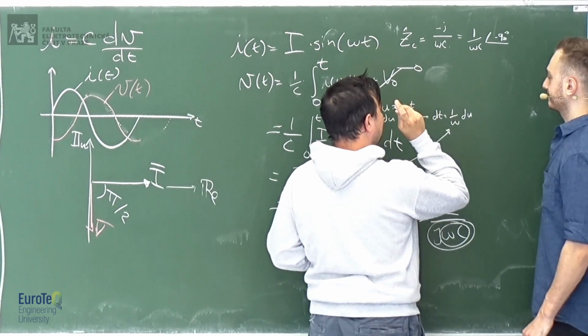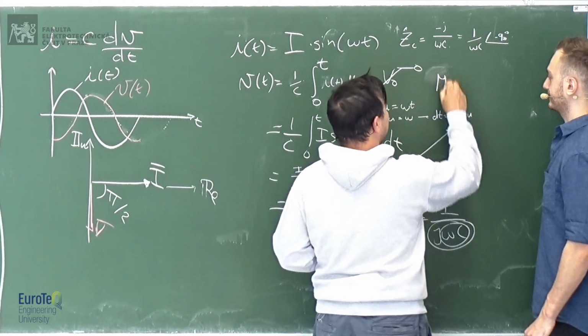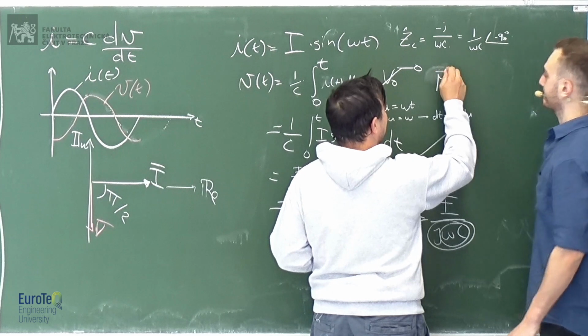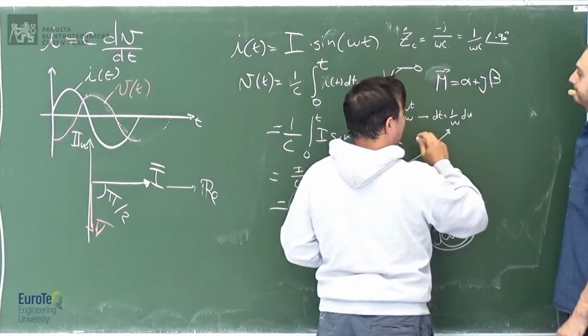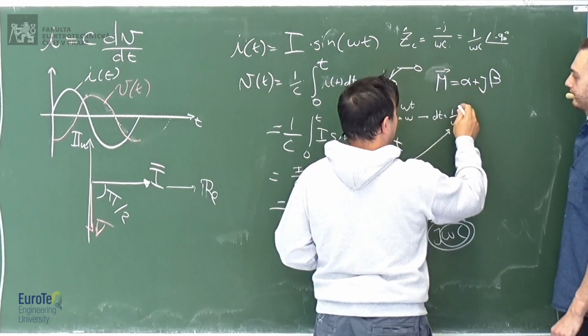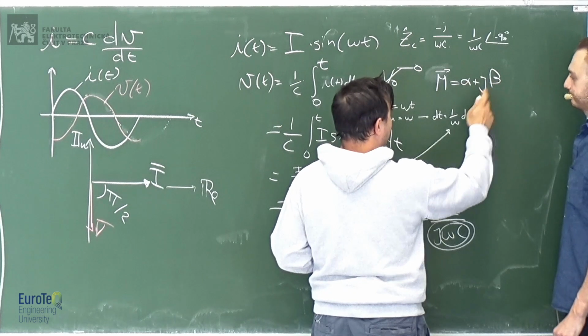Latin letter. I don't know that. One Latin letter, like M. Okay, it is alpha plus j beta. Yes. Then you know that the amplitude is the square root of alpha squared plus beta squared, Pythagoras.